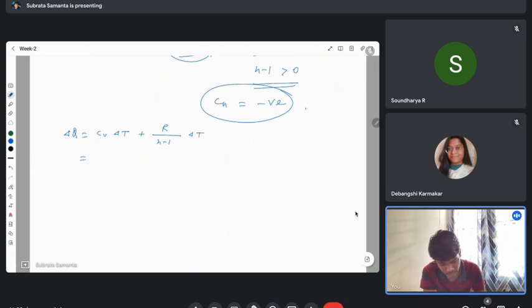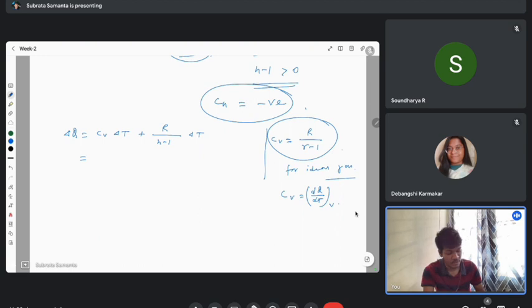So now you know that Cv is R by gamma minus 1 for an ideal gas, right? This is very easy to derive. Cv is dQ/dT at constant volume. For an ideal gas you write the equations and you get this Cv, R by gamma minus 1. We also derived this in the previous class.